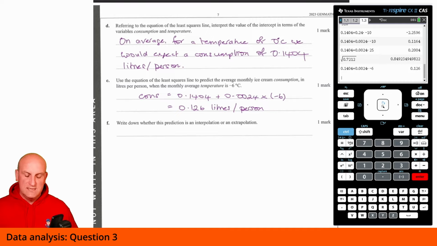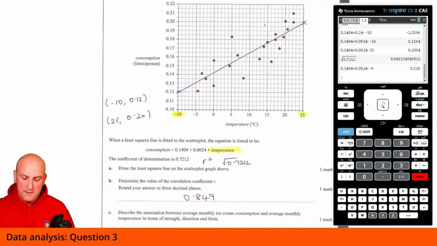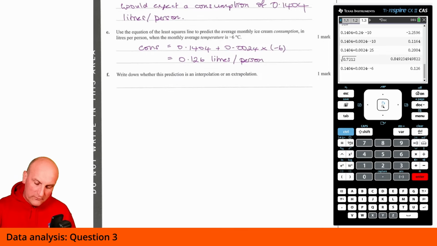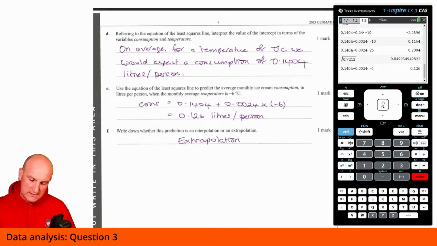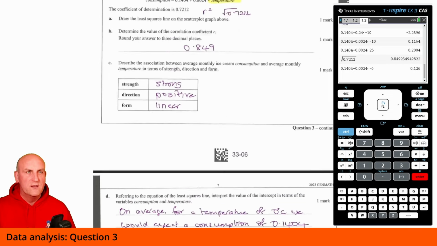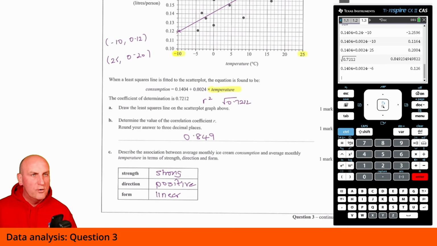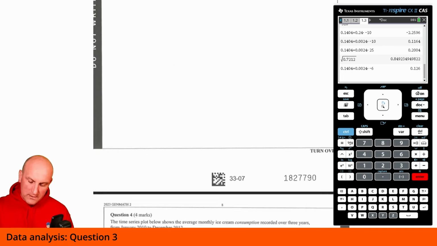Write down whether this prediction is an interpolation or an extrapolation. Well, what have we got here? -6. Well, my lowest data item here is actually this one here. All right. And so -6 would be here. It's outside the data they've given me. So that would be extrapolation. So I'm going to say that's extrapolation. My apologies for my handwriting, guys. But I just want to make sure that this is correct. Temperature of -6. I just want to make sure that it said -6. Yep, temperature of -6. So 0.1404 plus 0.0024 times -6. Yep, there we go.